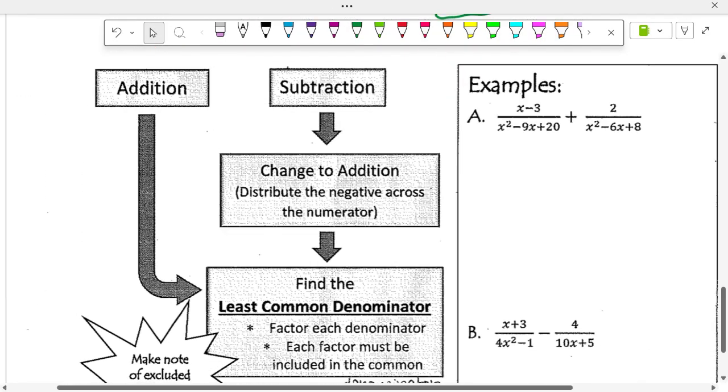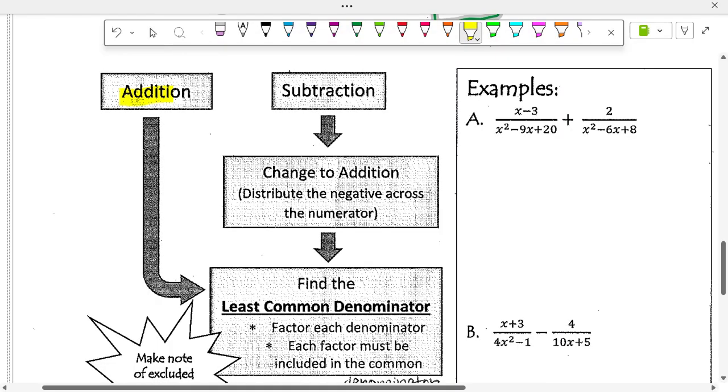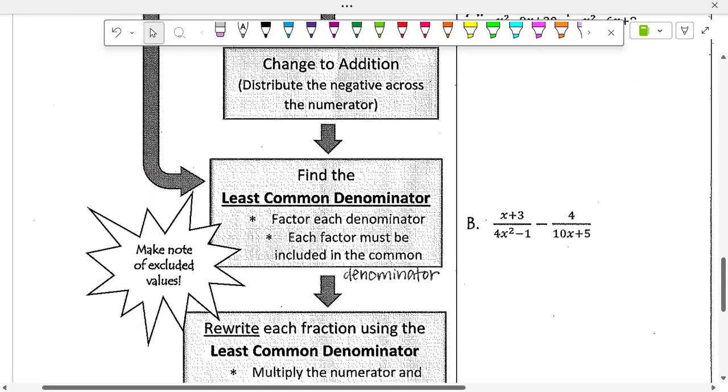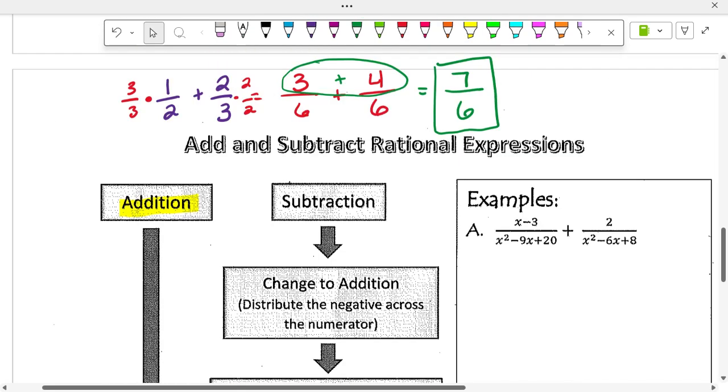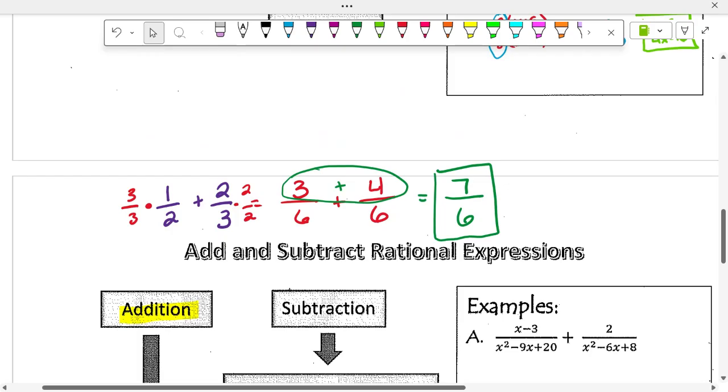So, first off, for both addition and subtraction, let's do addition first. First thing with addition, you got to find the least common denominator, LCD. Remember, LCD just means the smallest multiple of the denominators. In this case, 6 is the smallest multiple that 2 and 3 can make. Another common denominator could have been 12, could have been 18, so on and so forth, because all those are divisible by 2 and 3. But 6 is the smallest number that is divisible by both 2 and 3.